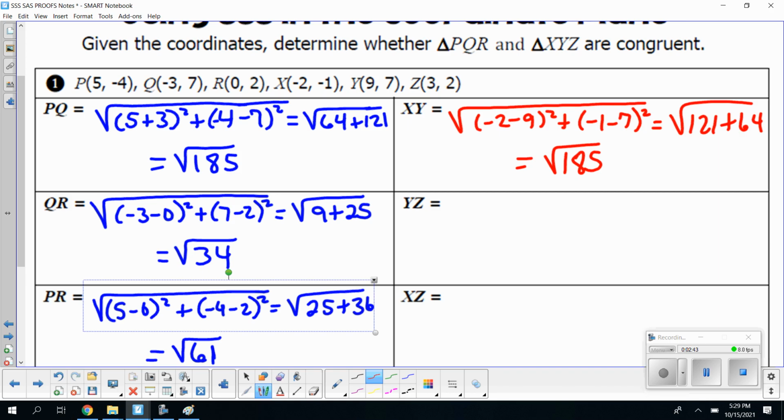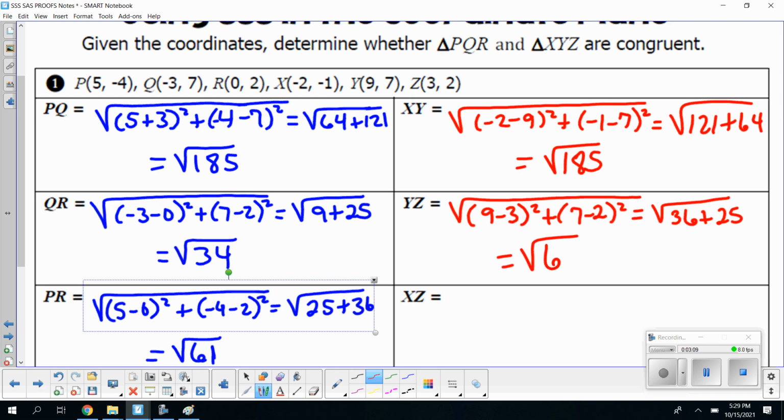Now let's find the length of YZ. And 9 minus 3 squared plus 7 minus 2 squared. And when we start to simplify, that is 36 plus 25, which becomes the square root of 61.